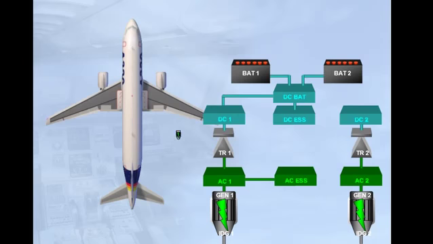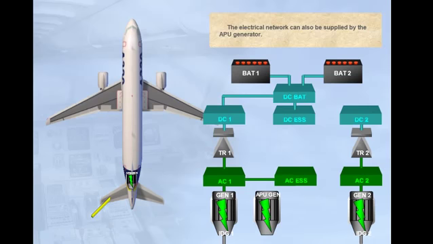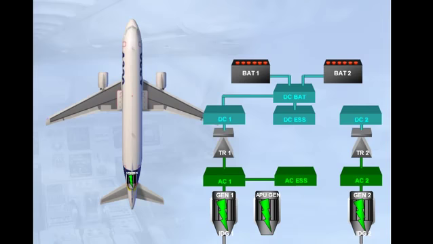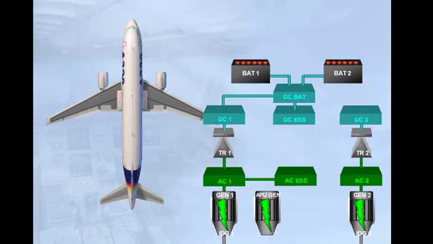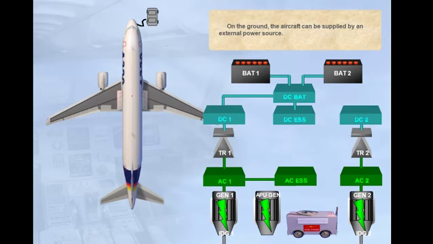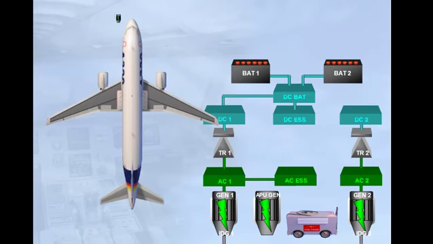The electrical network can also be supplied by the APU generator. These three generators are all identical, and any one of them can supply the entire aircraft electrical needs. On the ground, the aircraft can be supplied by an external power source. As a backup, there is a hydraulically driven emergency electrical generator, Emergen.